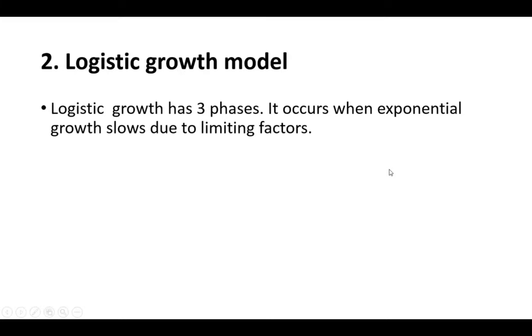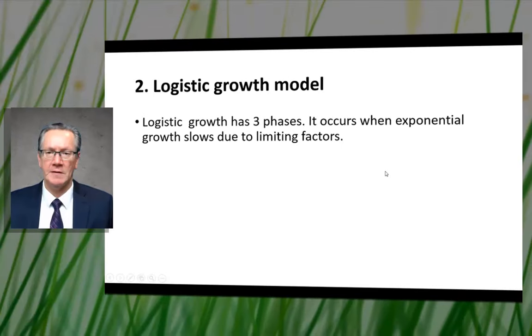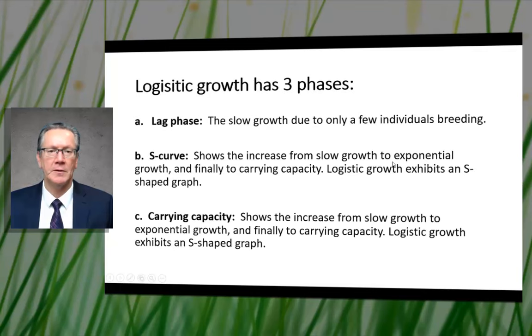Logistic growth model. Logistic growth has three phases. It occurs when exponential growth slows due to limiting factors. The lag phase, the slow growth due to only a few individuals breeding. The S-curve shows the increase from slow growth to exponential growth, and finally to carrying capacity. Logistic growth exhibits an S-shaped graph.